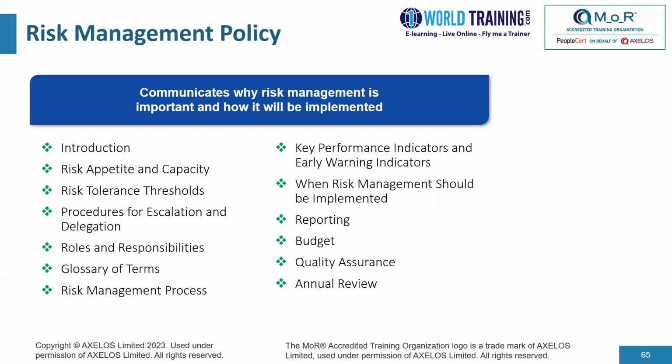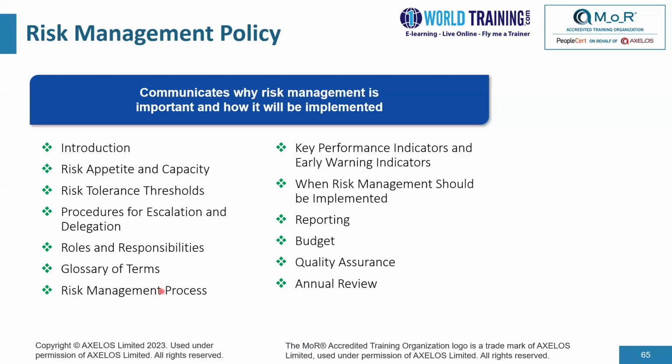Some of the content areas of a risk policy document are the following. Introduction. We might want to begin with what this document is all about. It includes risk appetite and capacity. We'll define these terms on the next slide. We'll look into what risk tolerance is. What are the procedures for escalation and delegation? Who are the people involved? Glossary of terms. For example, how do we define risk? What do we mean by risk appetite? What do we mean by risk probability and risk impact? So it's good to define these terms.